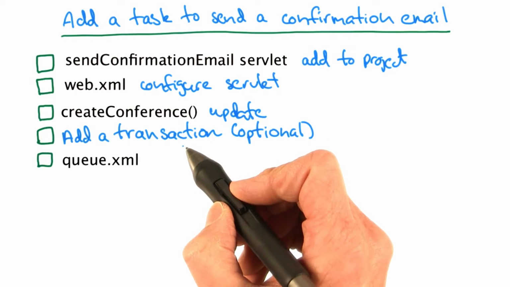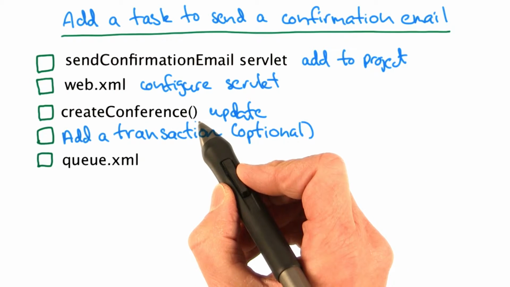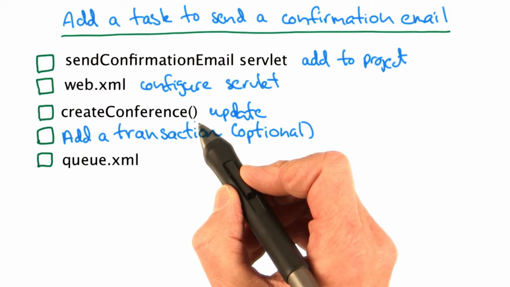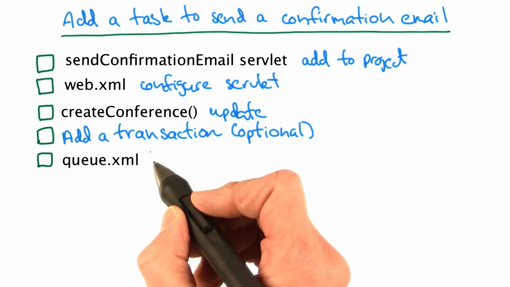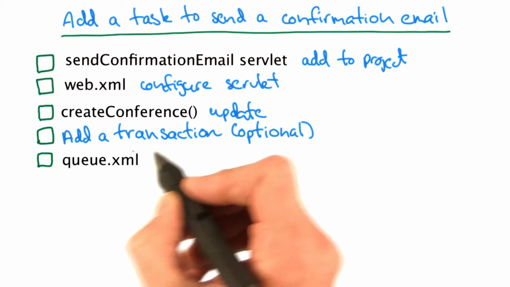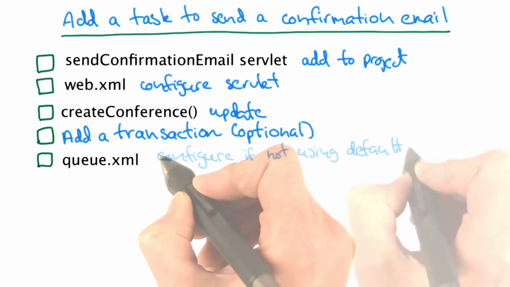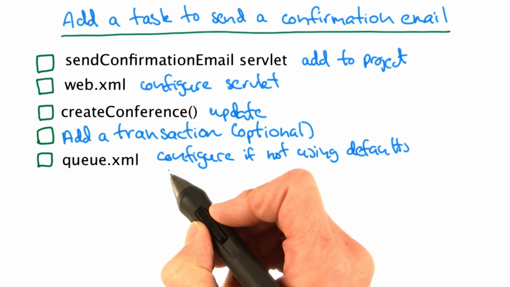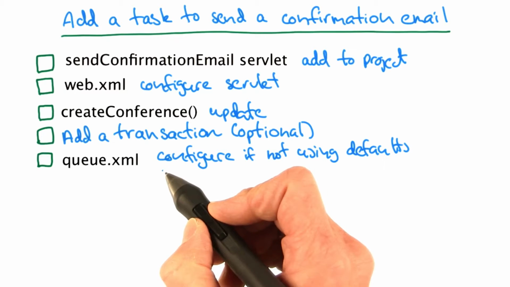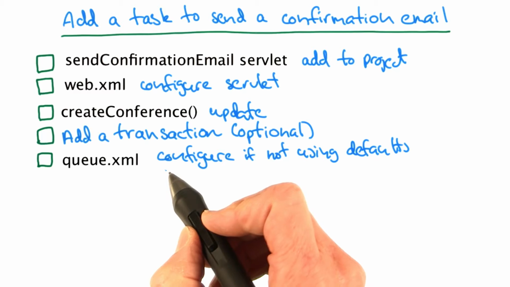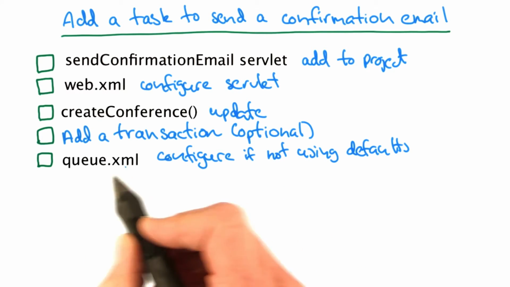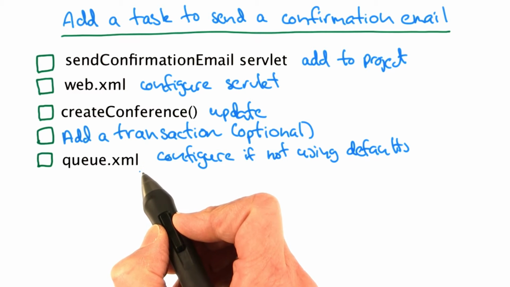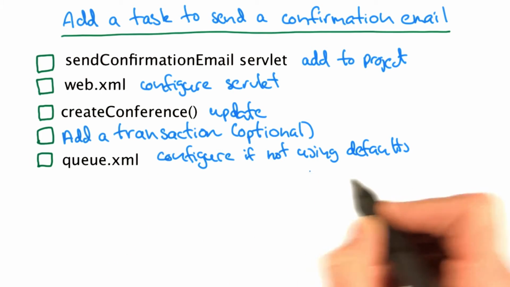When you add the task to the queue in create conference function, you can use the default queue or you can use a named queue. It's up to you. But if you use a named queue, you need to make sure to configure the queue in queue.xml. You can also use the default queue but configure it to use other options like change the rate or change the retry options. And again, if you want to do that, you need to configure it in queue.xml. In that case, you would just add a queue named default to queue.xml.